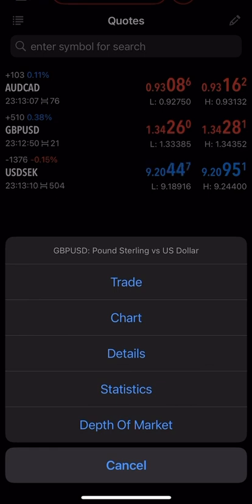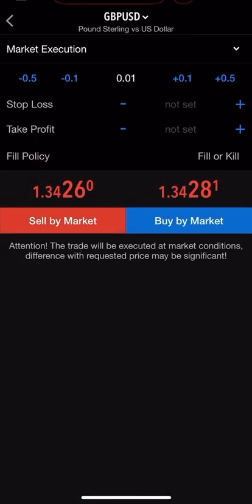First, if you just click on GBP USD now, you see trade. You click on the trade. Now, if you click on the trade, you can see on the top that pound sterling versus US dollar. You can see market execution. On this market execution, if you look down, you see 0.01, and that 0.01 is our lot size.